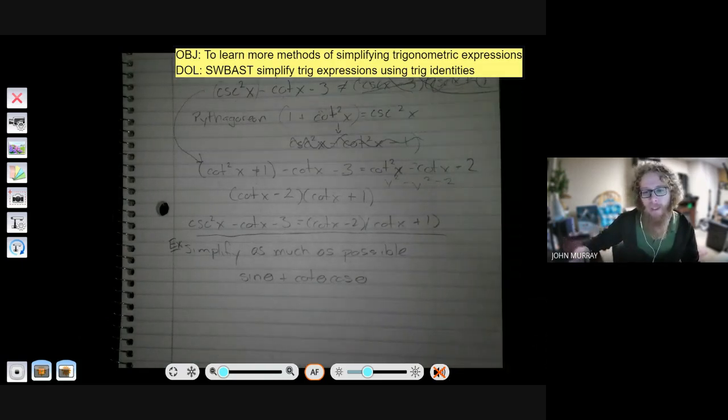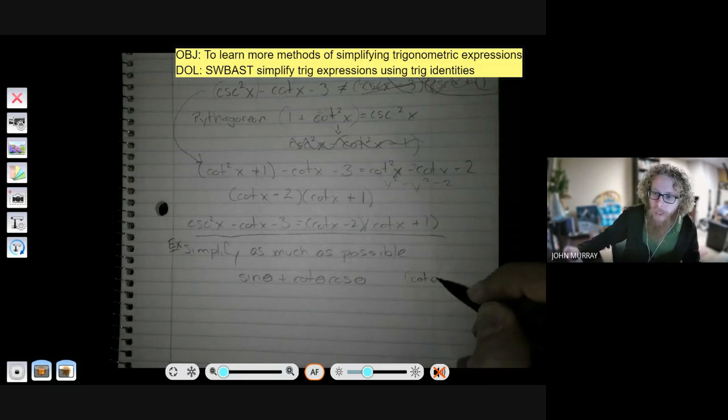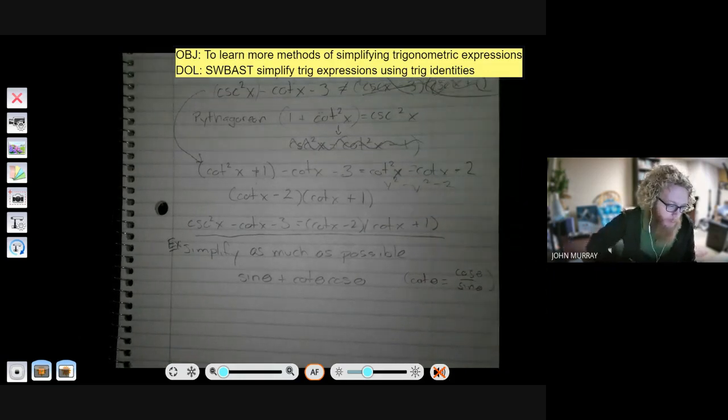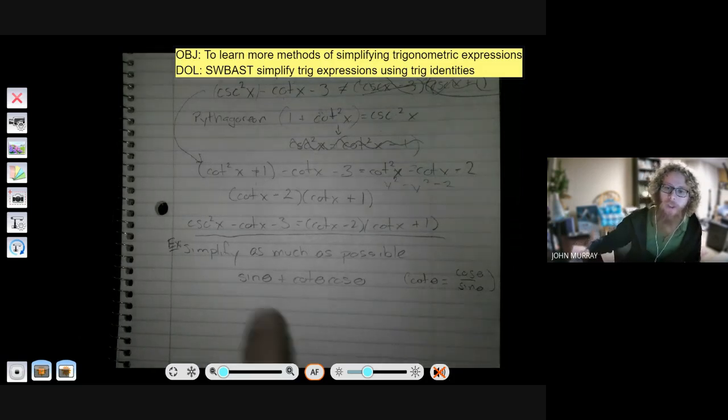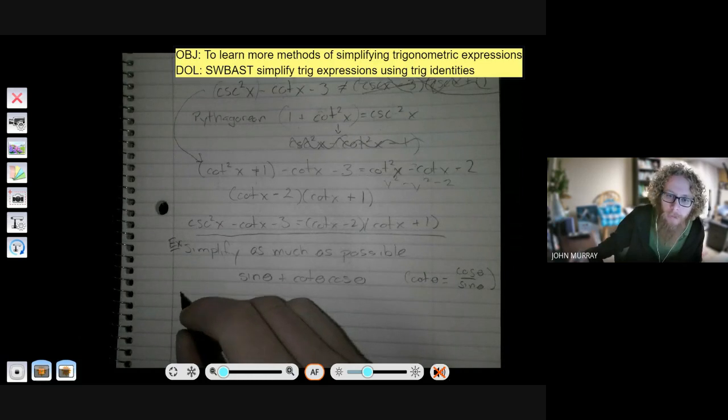So this sine is just sine. I can't do anything with that. But we have the rule that cotangent is cosine over sine. All right, so now I have that rule that I can change this cotangent to a cosine over sine.